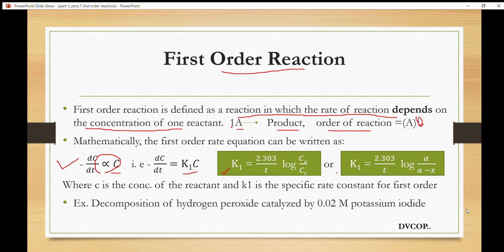Or this K1 is also determined by using 2.303 divided by t log a, where a is the initial concentration, divided by a minus x, which is the concentration at time t. The example of the first order reaction is the decomposition of hydrogen peroxide catalyzed by 0.02 molar potassium iodide solution.